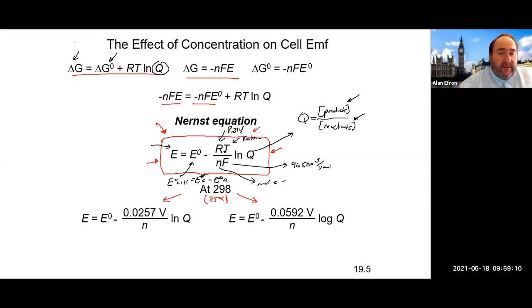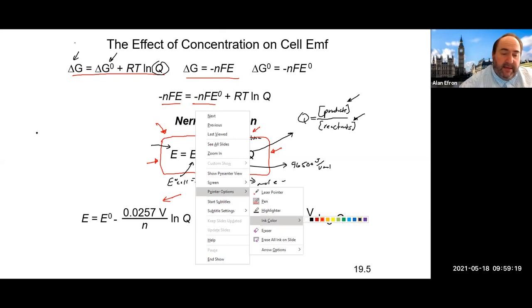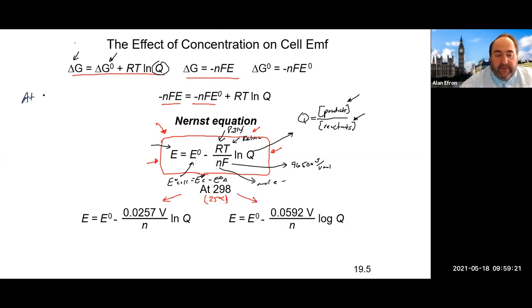By the way, this Nernst equation is pretty much where we got the previous equation that we just saw on the last page, because at equilibrium, when we're dealing with the equilibrium constant, E would equal 0, and Q would become the equilibrium constant.